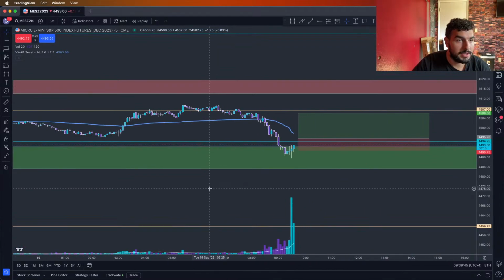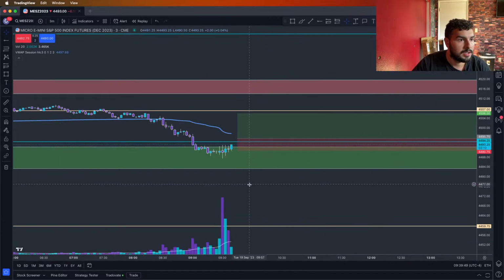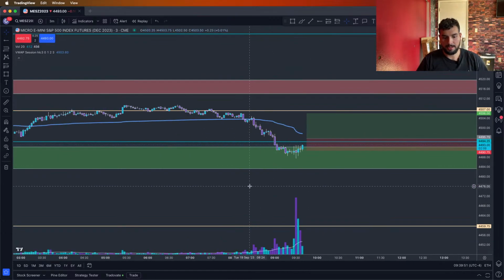And this is the 5-minute chart. When I trade on the 3-minute, it gives me some pretty good moves, a lot clearer than the 1-minute. I don't use the 1-minute at all, unless it's very volatile, then maybe I'll use the 1-minute.